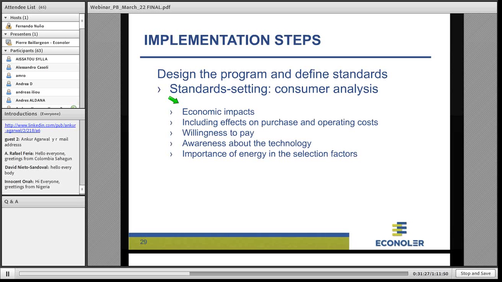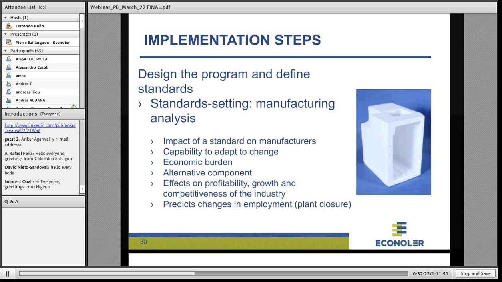Consumer analysis is quite important. You need to think about the economic impact of the regulation on the consumer. That includes the effect on purchase and operating costs, which the life cycle cost basically takes care of. But you need to think also about the cash flow elements for the consumer. The willingness to pay for higher efficiency equipment, or not only the willingness, in fact, but also the capability of the household to pay for better equipment. We need to think about the awareness of people about the technology, what they know. Is it an important factor for them? All this will have to be factored in when developing communication campaigns. Very often consumer research is done either by telephone survey or even door-to-door visit, if you want to combine that activity with a saturation study for products in households.